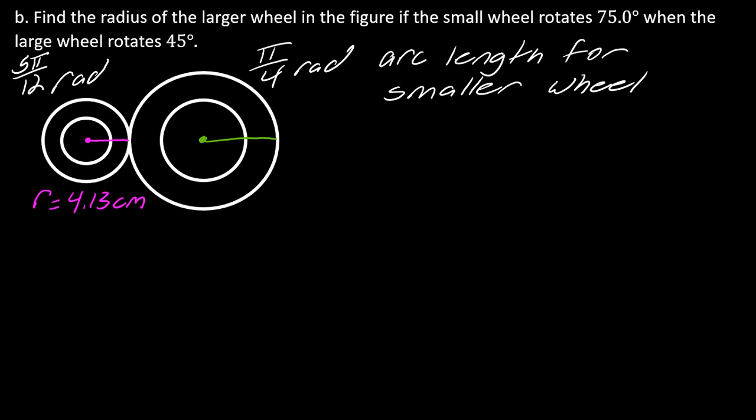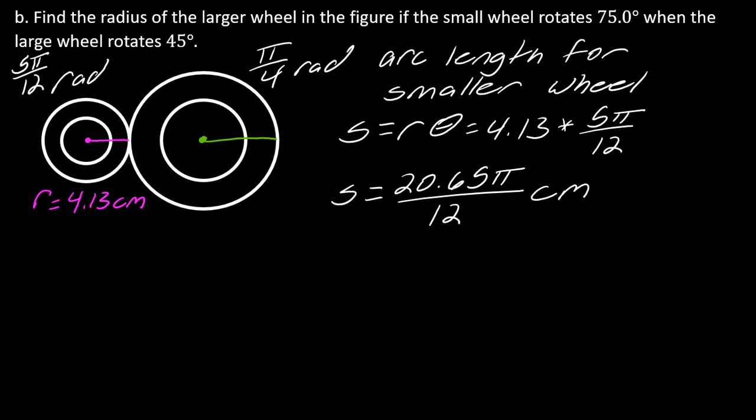So here's the deal. We want to figure out what is the arc length for the smaller wheel. You can do this, okay? So figure out the arc length for the smaller wheel. You know how much it rotates and you know the radius of it. So maybe pause here and go ahead and do that. Okay, so I've got S equals R theta. So I know that the radius is 4.13, and then I know that it rotates 75 degrees, so I can figure out this arc length no problem. The only thing I want to point out to you is that I'm leaving this in this general fractional form because I'm going to have to use this in a moment.